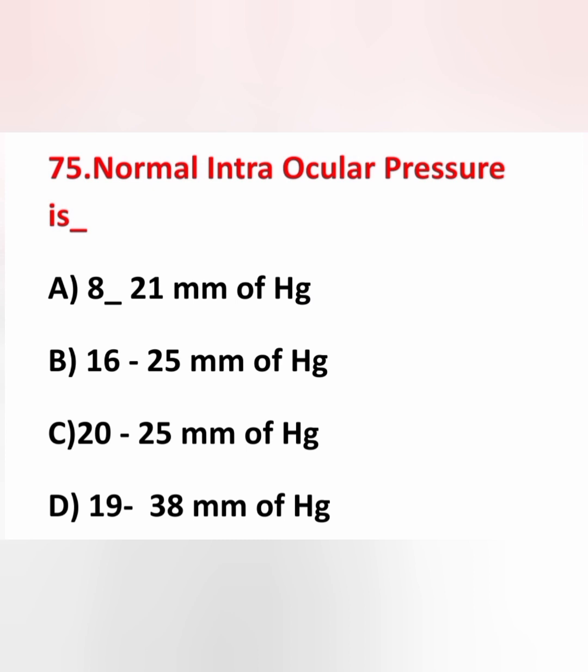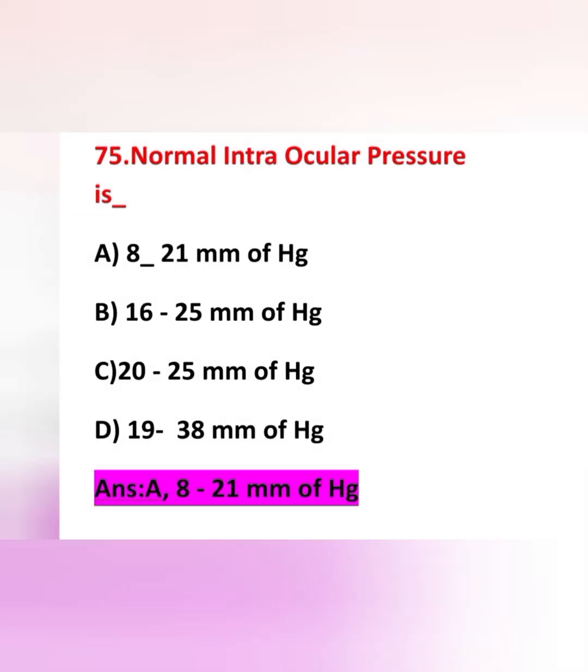Normal intraocular pressure is. Options are option A 8 to 21 mmHg, option B 16 to 25 mmHg, option C 20 to 25 mmHg, and option D 19 to 38 mmHg. Normal intraocular pressure is 8 to 21 mmHg is the correct answer. Option A is the correct answer. 8 to 21 mmHg.